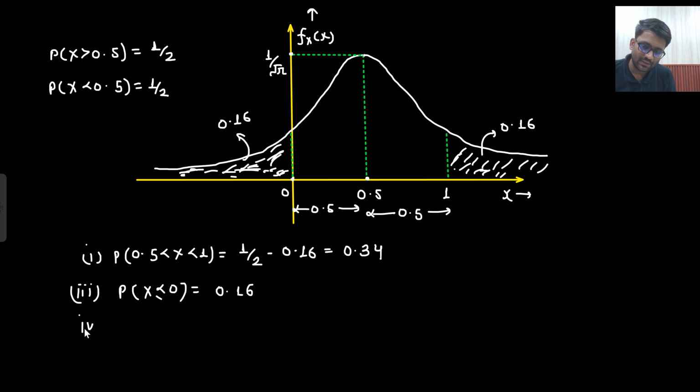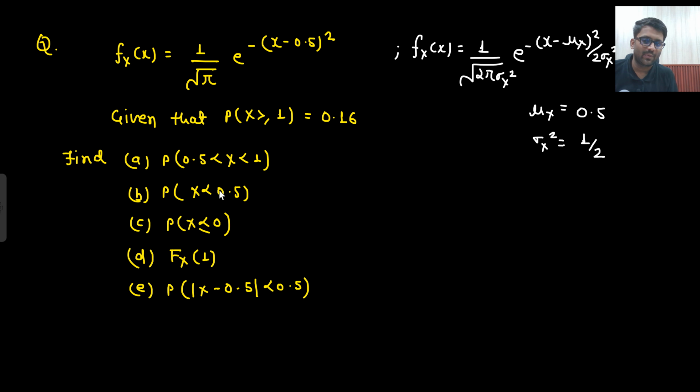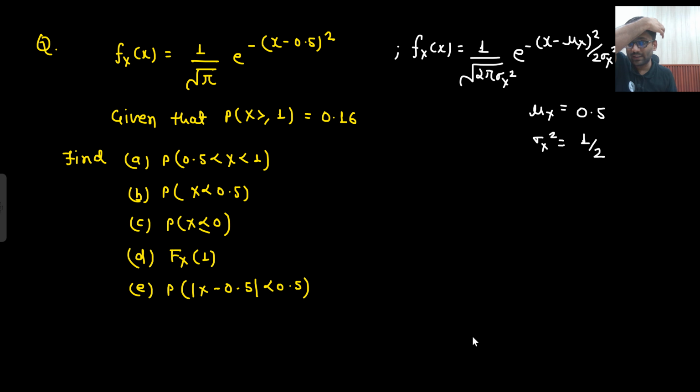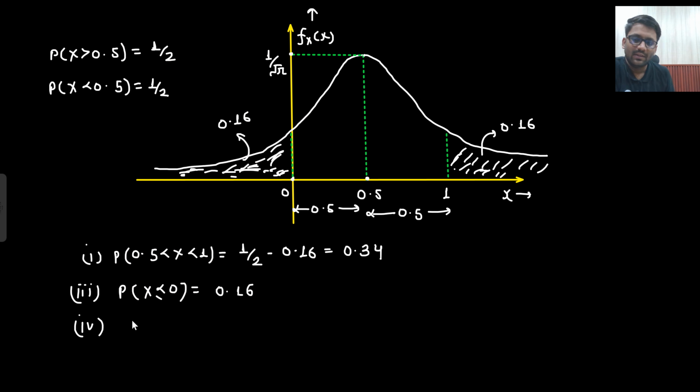Next, what they are asking? Fourth question, because second is already done, no? Probability of x less than 0.5. X less than 0.5, which is 1 by 2. X less than 0.5 will be 1 by 2. Next, what they are asking? Fx of 1 they are asking. Fx of 1.